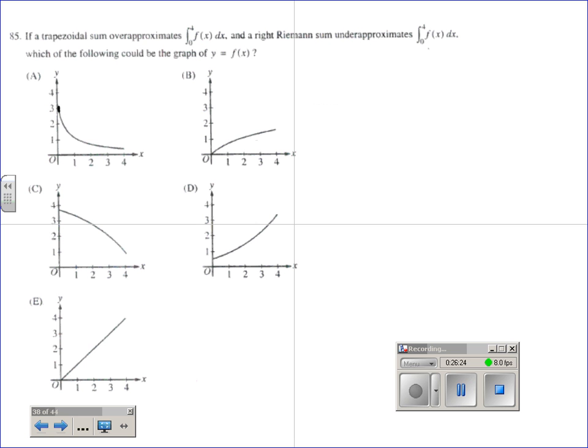Trapezoidal sum. You could draw one big trapezoid if you want, so you can easily see this is an over approximation. Right hand means you go, say I had 2 subintervals. It doesn't matter how many subintervals, the idea of over and under is going to be the same. You use the right hand point and draw over. And so this would be under, so A is our answer.